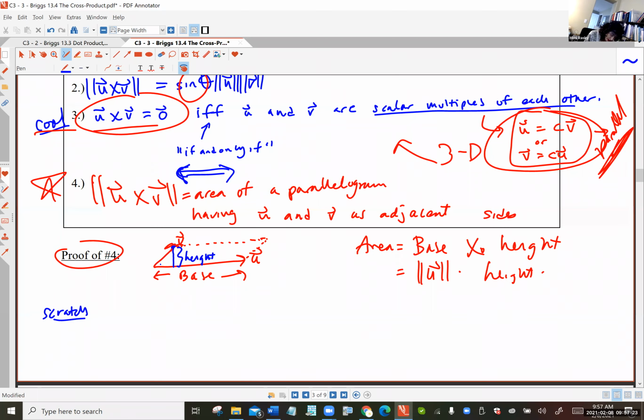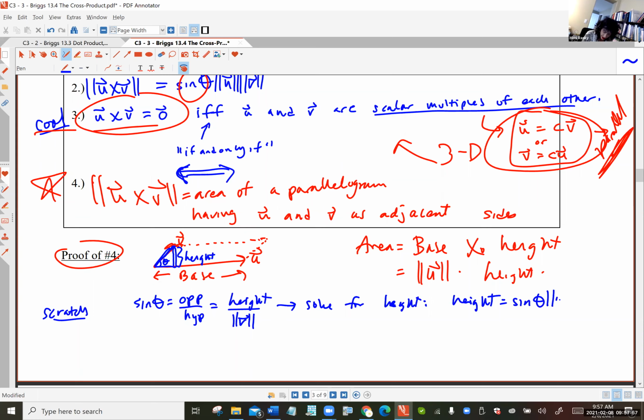So if I knew the angle theta between u and v, and I use a little bit of trig, sine of theta is equal to opposite over hypotenuse. The opposite side length of this little right triangle I'm doing business with would be the height, which is unknown, and I wish I knew what that was. And then the hypotenuse is the magnitude of v. Now let's solve this little formula for height by multiplying both sides of the equation by the magnitude of v. And you'll get height is equal to sine theta times the magnitude of v.